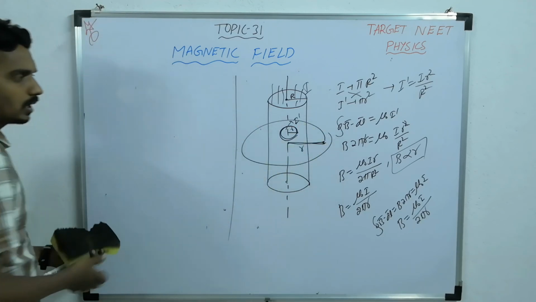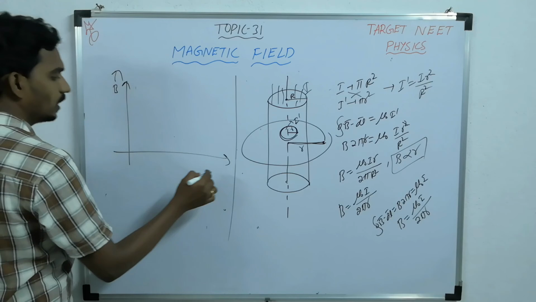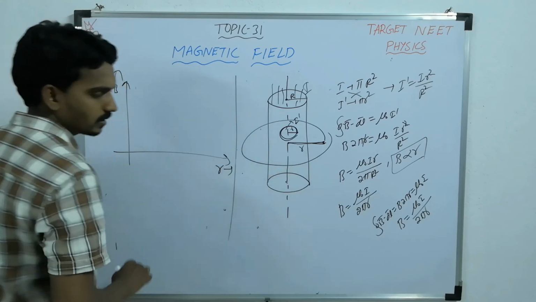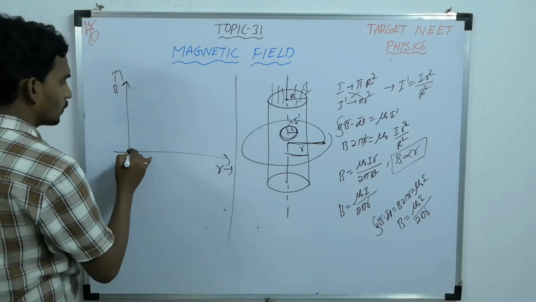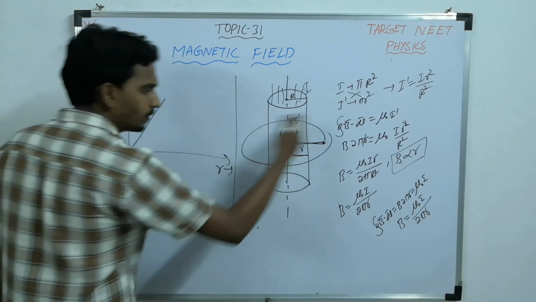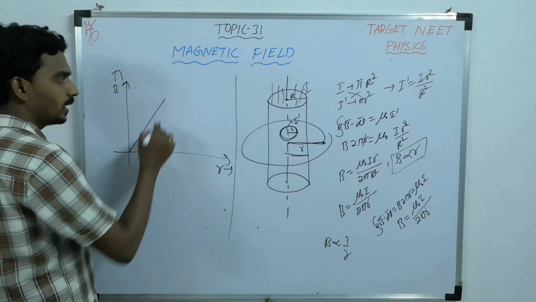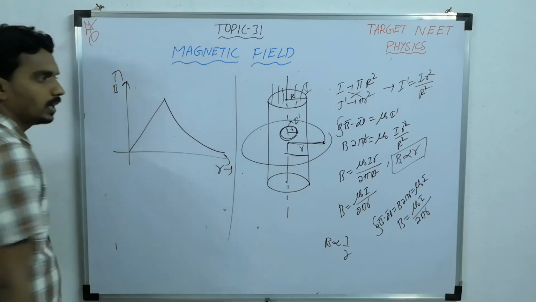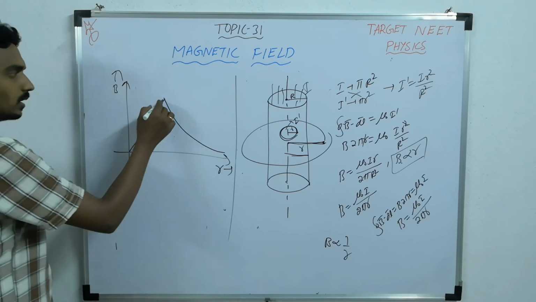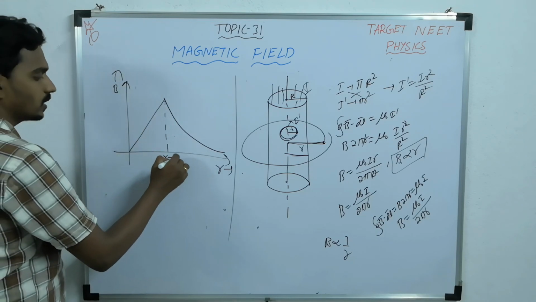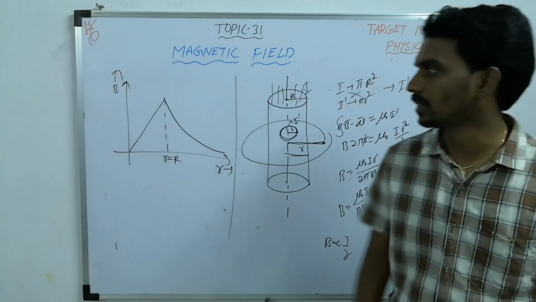The same thing you can also represent with a graph, that is magnetic field against distance from the axis. Within the wire the field is proportional to r, so it passes through the origin, and after that it is inversely proportional to r. As r increases, B decreases. As r tends to infinity, B will become 0. So this is the graphical representation of the magnetic field, and it is maximum on the surface, at distance capital R, nothing but on the surface.